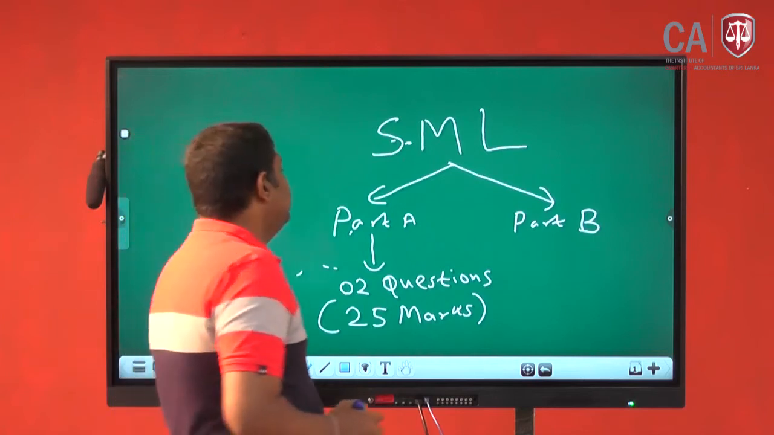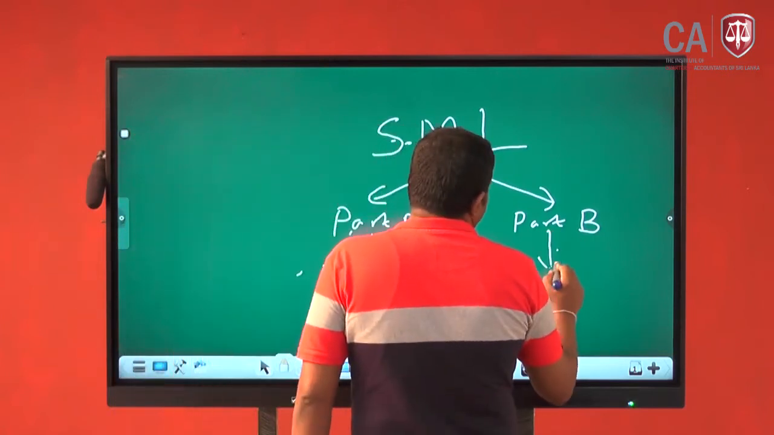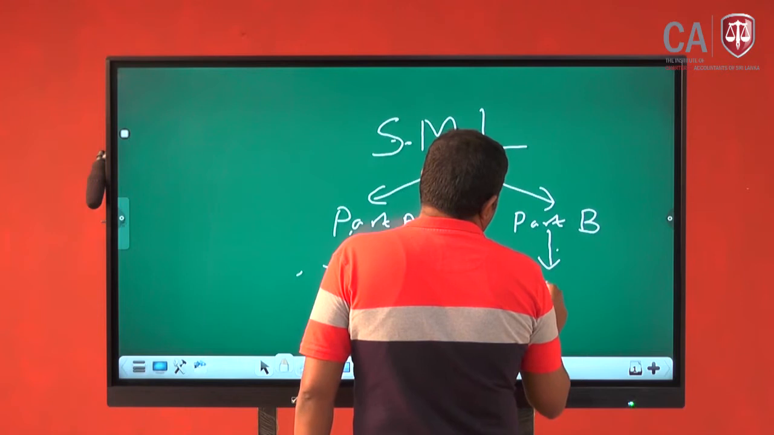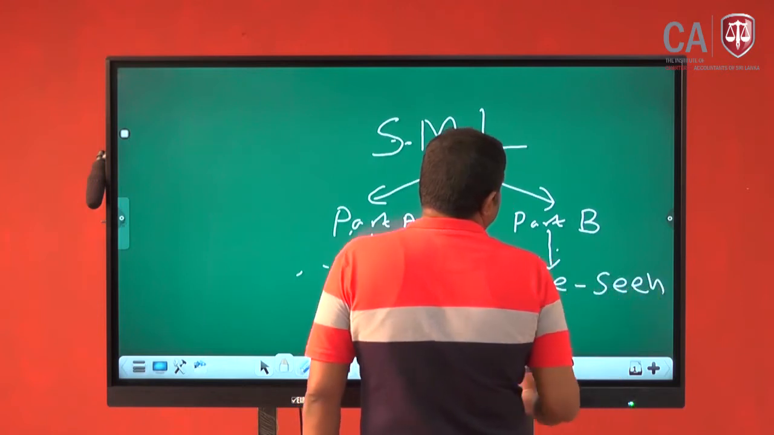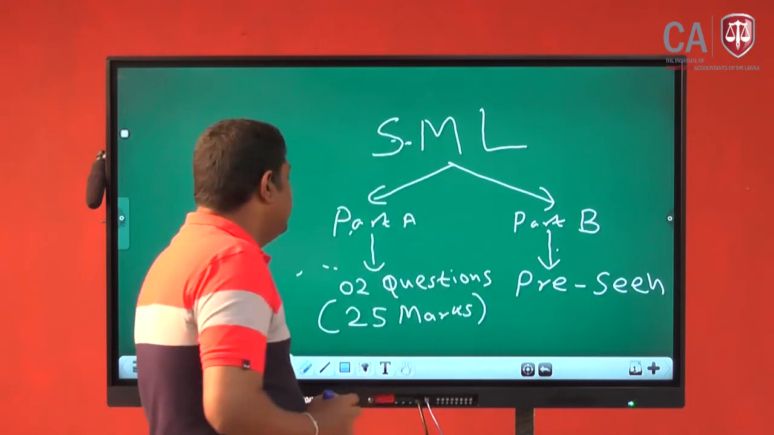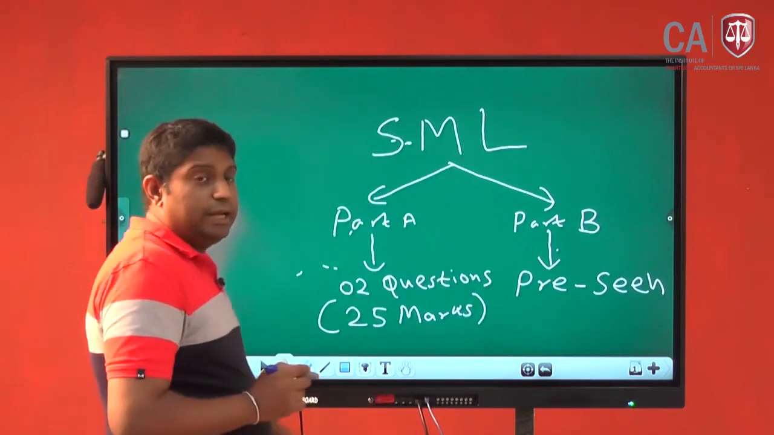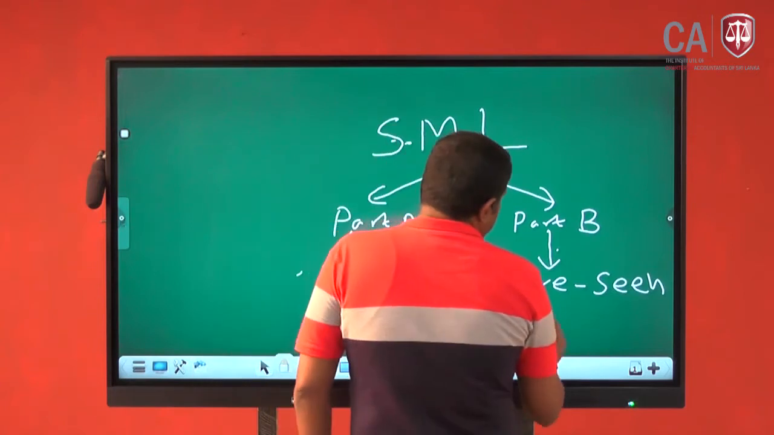Part B consists of one question. This is based on the pre-seen, and it carries 50 marks.